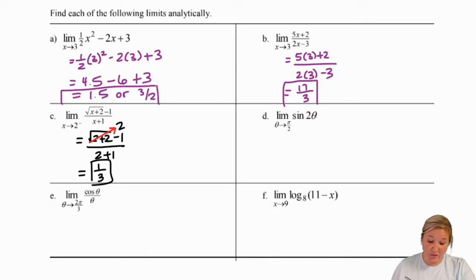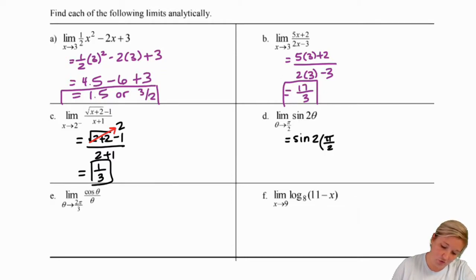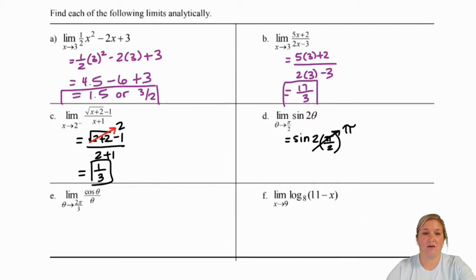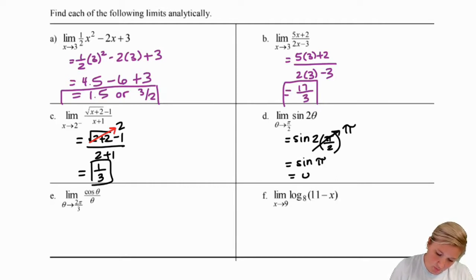All right, so now we have a sine here. The limit as theta approaches pi over 2 of sine of 2 theta. Remember, we're just going to replace theta with pi over 2. So this is going to be the sine of 2 times pi over 2, which just becomes pi. So it's the sine of pi, which is 0. So pretty easy right there, huh?